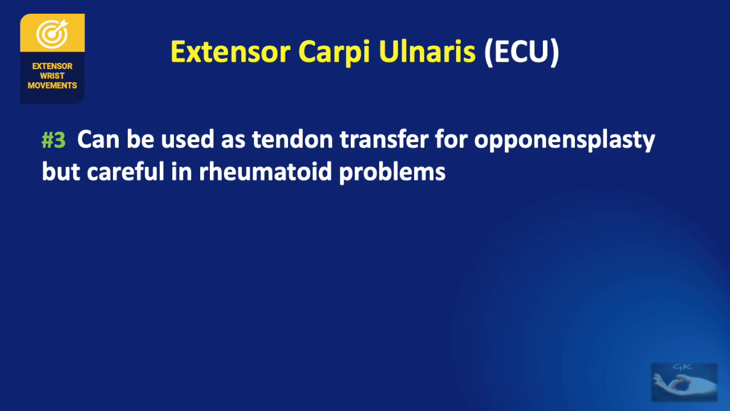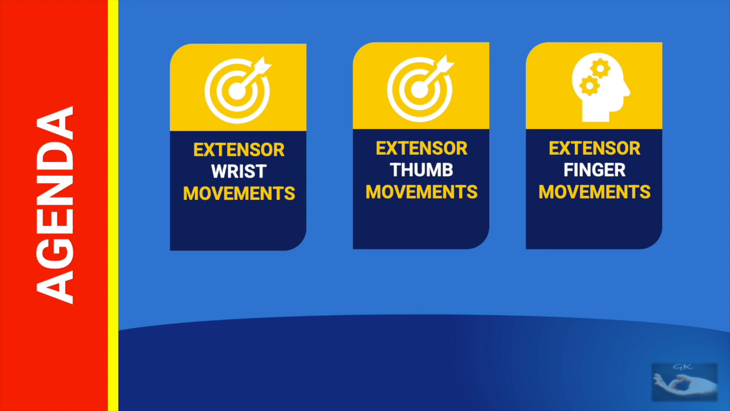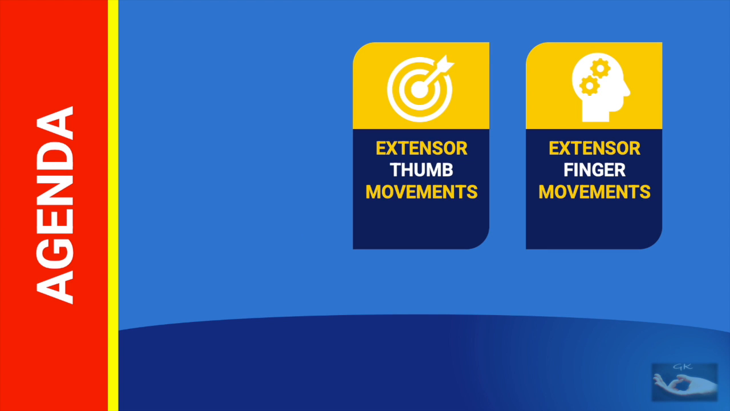of the ulna. The third significant biomechanical feature of the ECU is that it can be used as a tendon transfer, for example for opponensplasty, but we need to be careful when using this tendon for transfer in conditions like rheumatoid problems because it may lead to instability of the distal ulna. With that, we have finished discussing the salient features of the muscles causing extensor wrist movements.